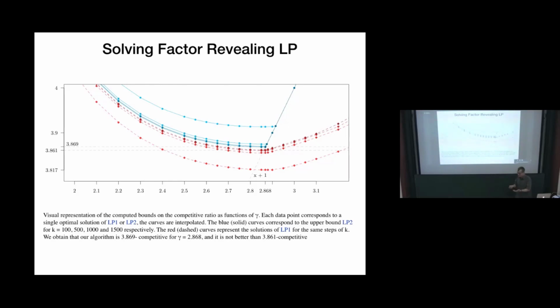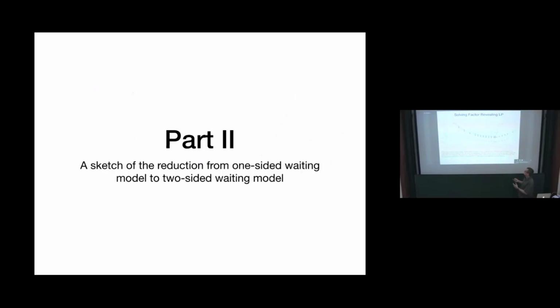I like these trade-offs because they show that the more computational power you put in, the better bound you get. Of course, not always does that work, but here's an example. Okay, I can always tell you more details, but that's all I wanted to tell you about this primal dual program for the two-sided weighting.